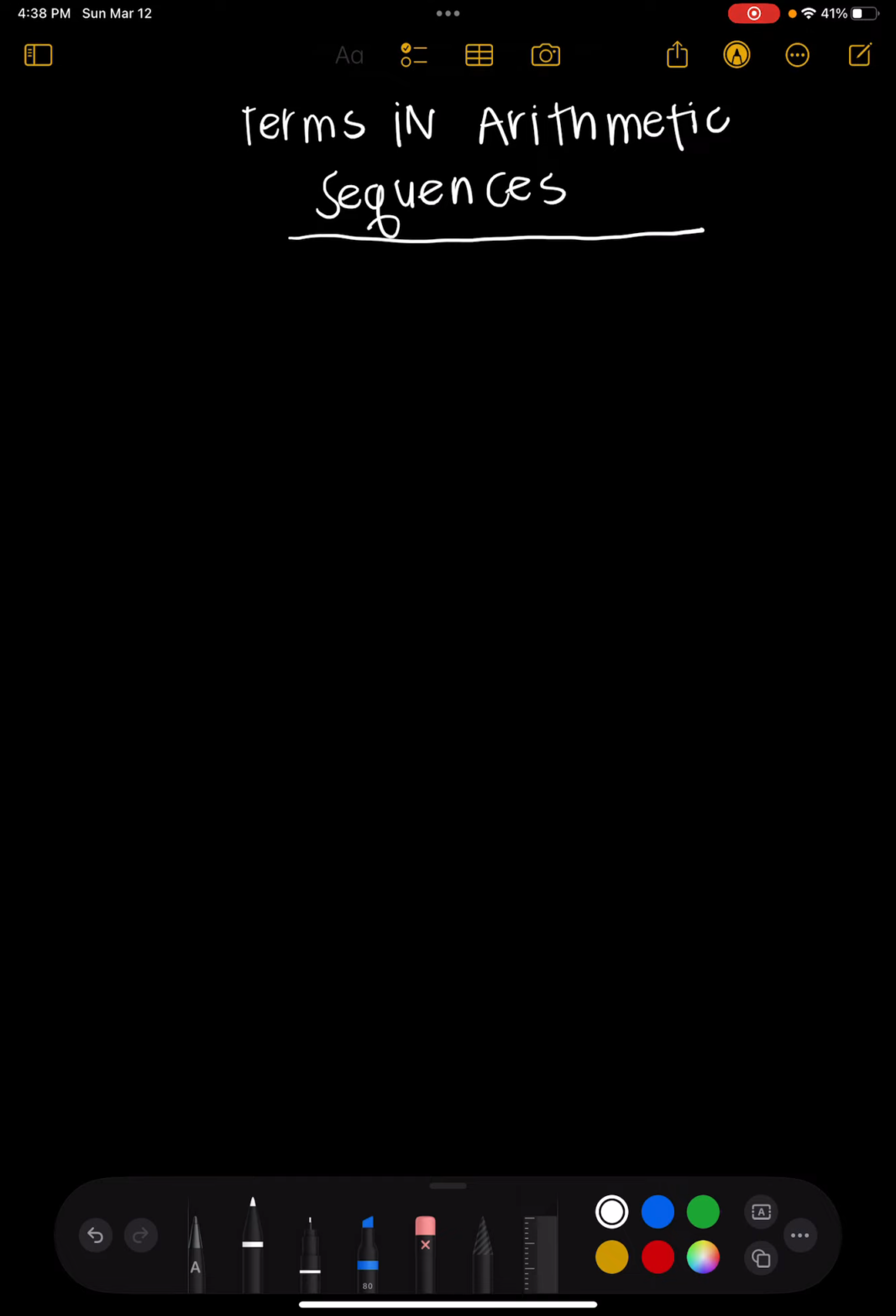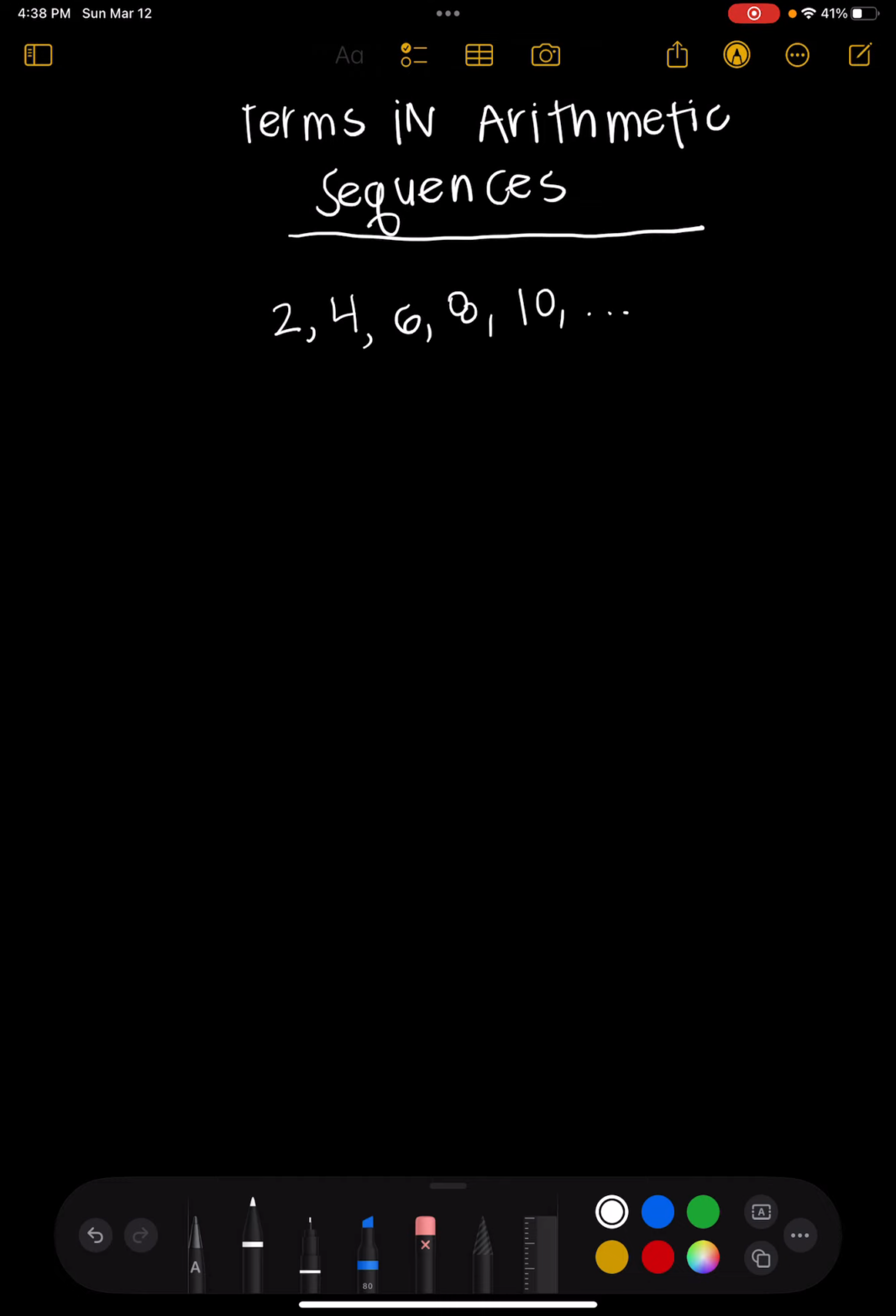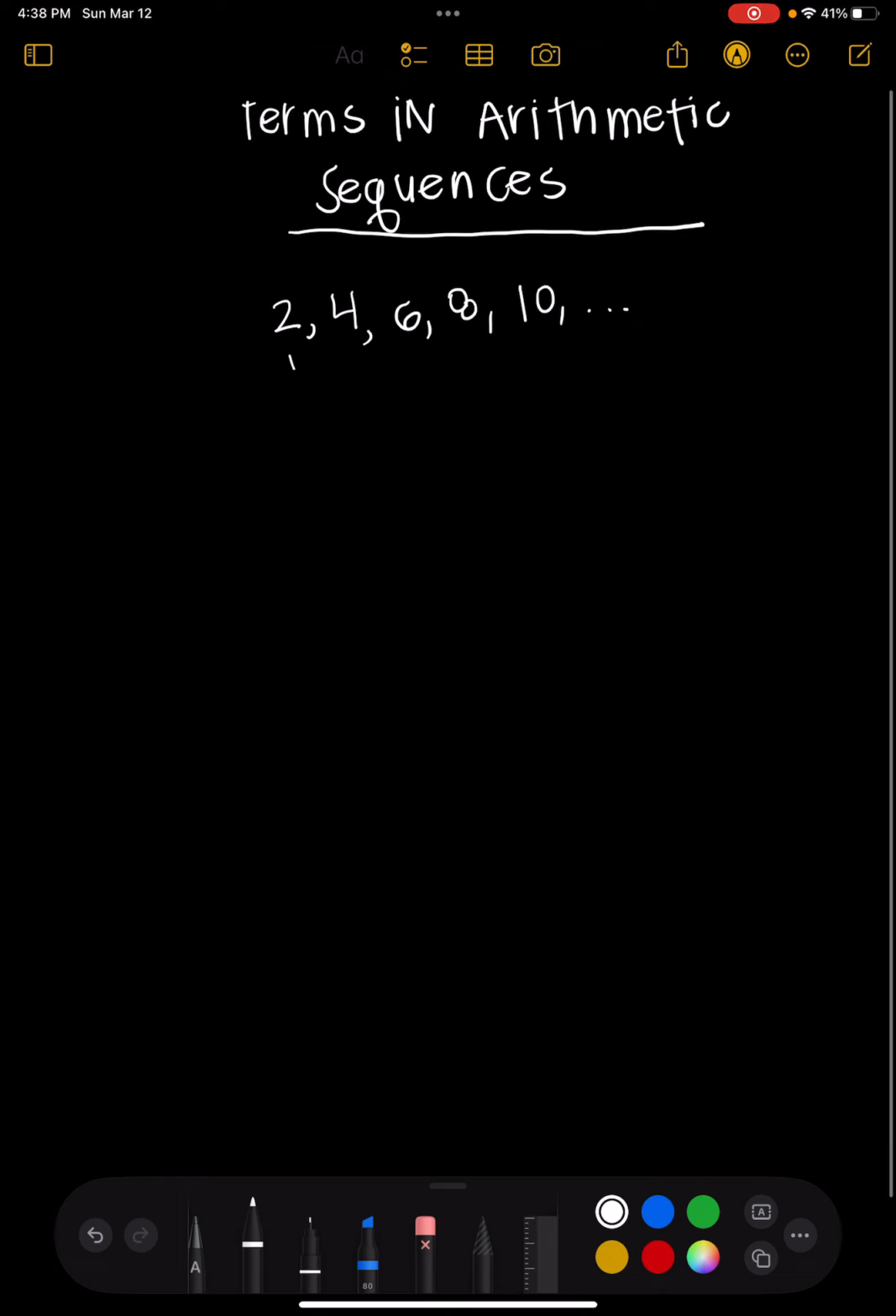A good example of an arithmetic sequence would be like 2, 4, 6, 8, 10. I could continue on, but in this case, each time I'm adding 2. So to get from 2 to 4, I have to add 2. To get from 4 to 6, I have to add 2. To get from 6 to 8, I have to add 2, and so on and so forth. And so this is considered an arithmetic sequence because we're adding something every time.